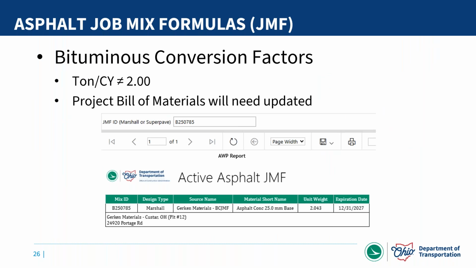So in this case, we've entered the JMF ID into the CMRS portal, and it has populated a report for us, and we can see that the conversion factor is 2.043. So if you're seeing a shortage on the spreadsheet, double check those conversion factors to make sure that they are accurate.